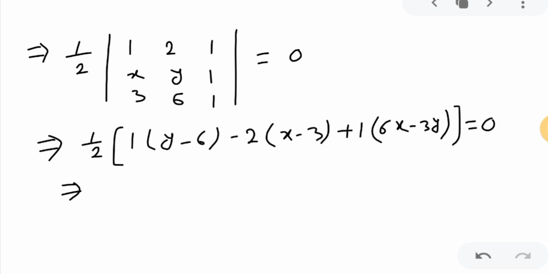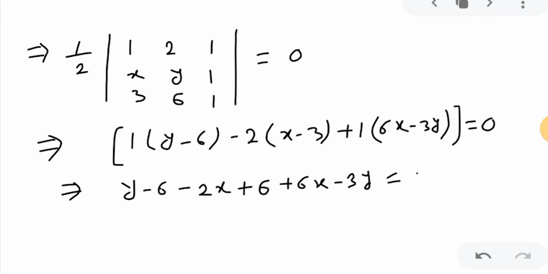This 1 upon 2 will go to the right side, then 0 into 2 will become 0. So I am erasing this, correct? 0 into 2 is nothing but 0 only, so this will become 0. So 1 into y minus 6 will be y minus 6 only. I am expanding the bracket. Minus 2 into x will be minus 2x, and minus 2 into minus 3 is plus 6, correct? And 1 into 6x will be 6x, and 1 into 3y will be minus 3y. This will be 0, correct?